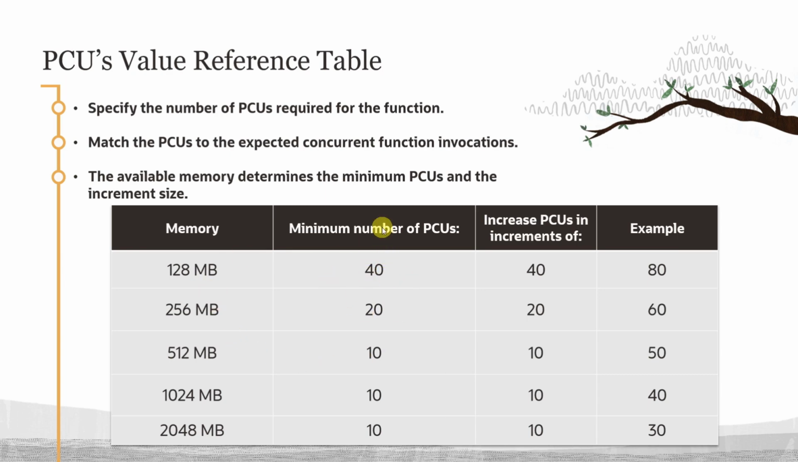As you can see, the PCU's value must always be a multiple of 10. If the available memory is 256 MB, the PCU's value must be a multiple of 20. And if the available memory is 128 MB, the PCU's value must be a multiple of 40.